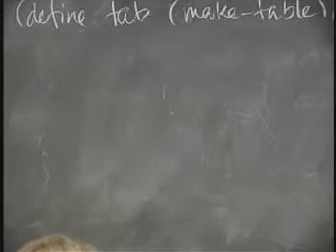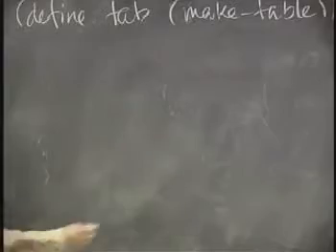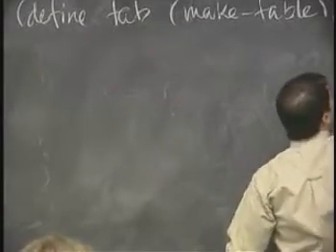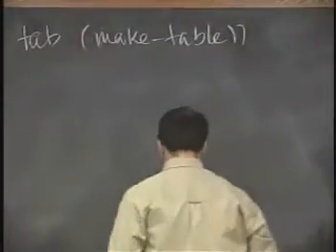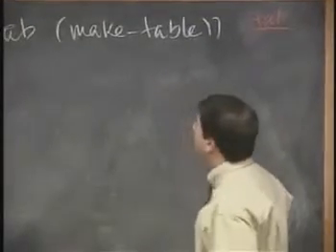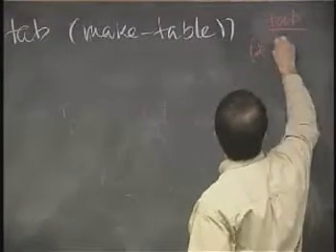Suppose you have in the middle of one of your functions, you want to return true, and you mistype it as T instead of sharp T. Good luck finding that bug. Okay, so we define tab to be MakeTable. What is tab going to be? Here's our table. After we define it to be MakeTable, it will be the list star table star.